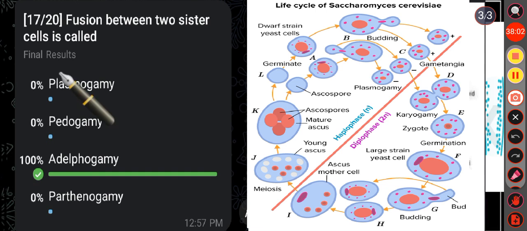Then see the other option, that is plasmogamy. We know plasmogamy is the fusion of the cytoplasm of two cells during sexual reproduction in fungi. Then in option B, that is pedogamy. Pedogamy is the fusion between a parent cell and a daughter cell, right? Then in the last option, that is parthenogamy. It is the formation of ascus or zygote without fusion, called parthenogamy.